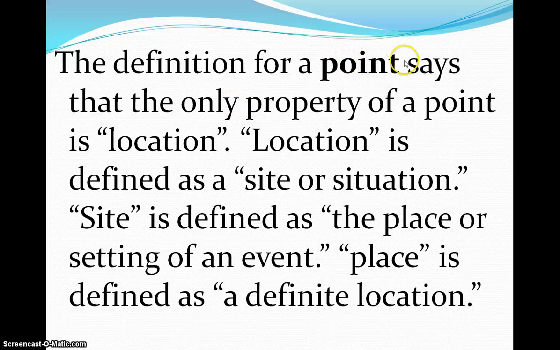There are certain words that make it impossible, and point is one of them. If you looked up point with the idea of geometry in mind, basically the only property of a point is location. If you looked up location in the dictionary, it would be defined as a site or situation. If you looked up site, it would be defined as the place or setting of an event. If we looked up place, it's defined as a definite location, which all of a sudden creates this loop. So if we were going to define point, we'd never get down to an ending point, maybe the pun's intended. As you can see, there's just this circle here, and when we define location, it takes us right back to here.